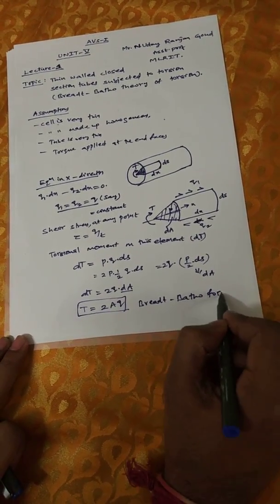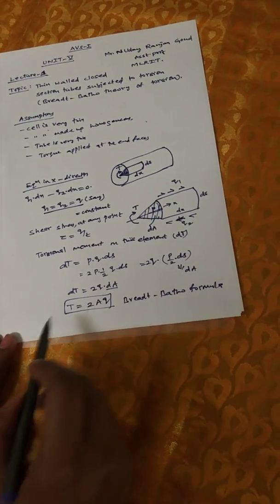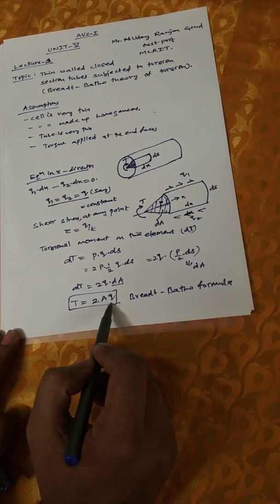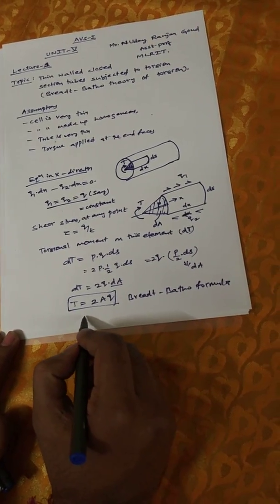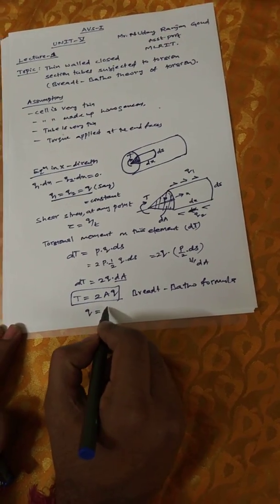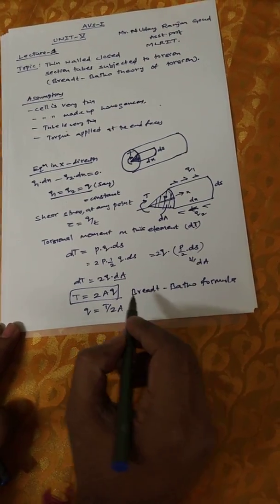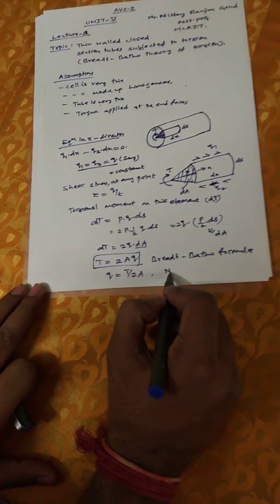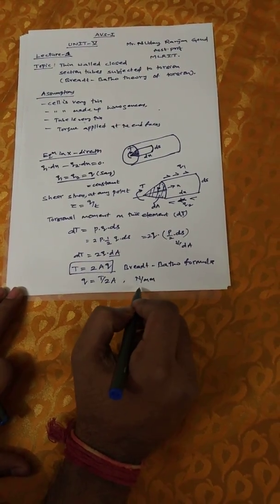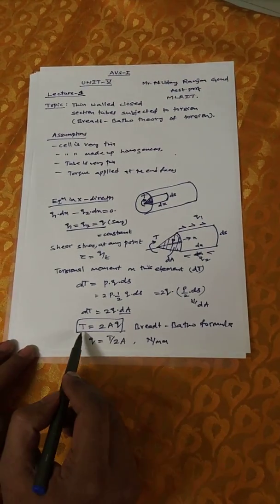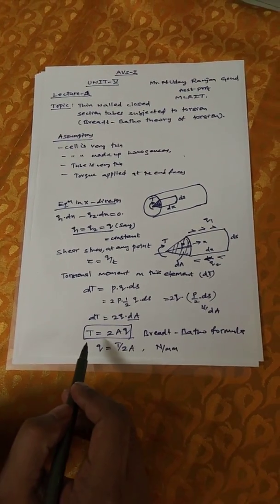Bredt-Batho formula. Therefore T equals 2AQ, where T is the torsion and Q is the shear flow. And we can draw one more point over here. We can write it as Q equals T by 2A. Okay, and the units for the shear flow, as we already know, are nothing but Newton per mm.